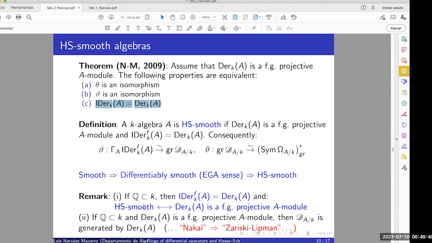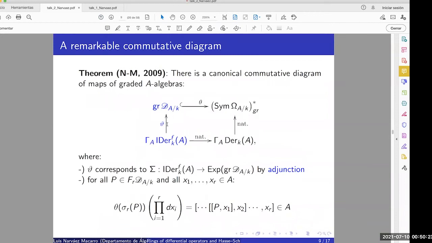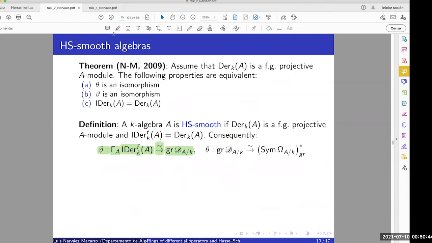Actually, I cannot enter into any detail, but this is related with the relationship between the Nakai conjecture and the Zariski-Lipman conjecture, because what happens is, if we know that the module of derivations is projective of finite rank, then by this property I said, we know that the map theta here is an isomorphism. But in that case, that means that all differential operators are generated by derivations, because you can lift this property to differential operators. And so this is the reason we can relate both conjectures. But obviously, this is only a comment.